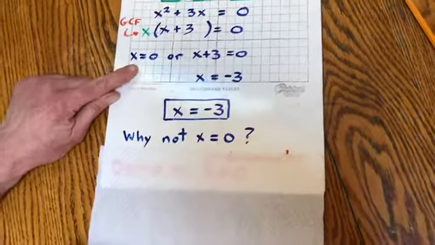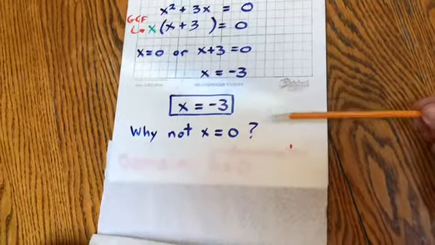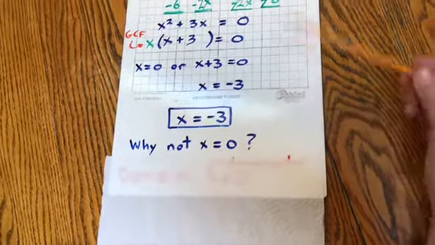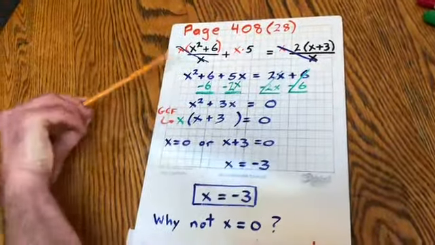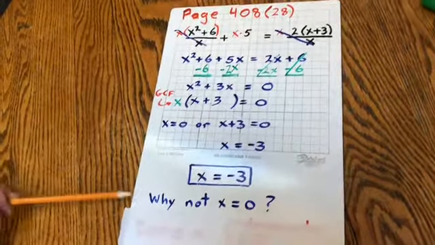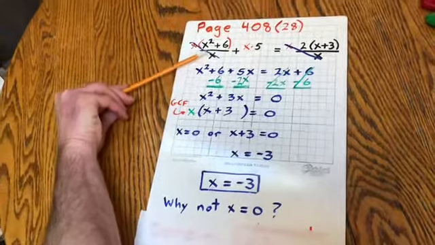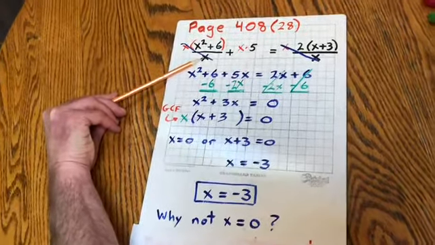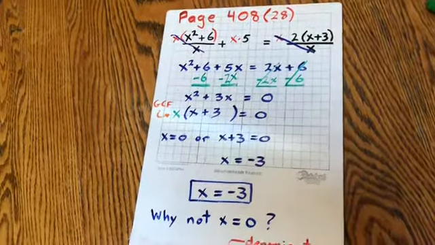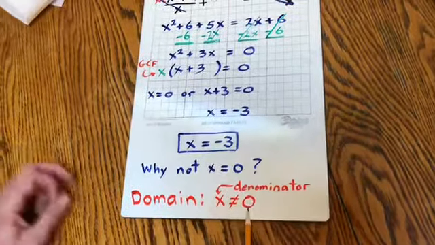Well, let's see here. Why can't we use that? Remember our discussion of domain? You can't let the bottom of a fraction ever equal 0. So you have to take your solutions and substitute them back in mentally and say to yourself, does that give me a 0 in the denominator? If so, I cross it off. The denominator can never equal 0.